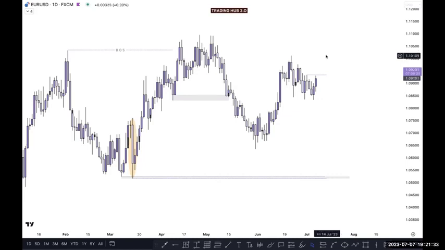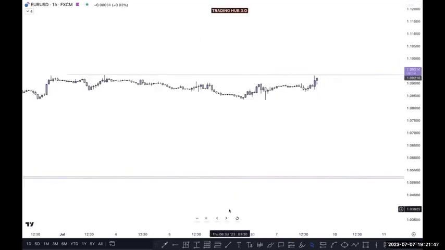Okay, so now we are going to switch to a lower time frame, because this is a higher time frame, like a daily time frame. Then you have to use at least 1 hour to trade. Okay, and also you can use 15 minutes for the trade. So I'm just using 1 hour to see exactly what is happening here.